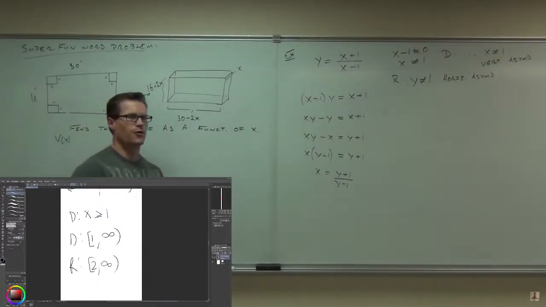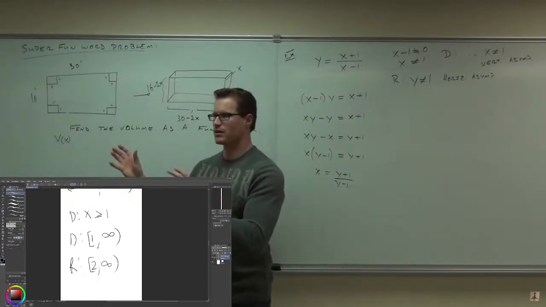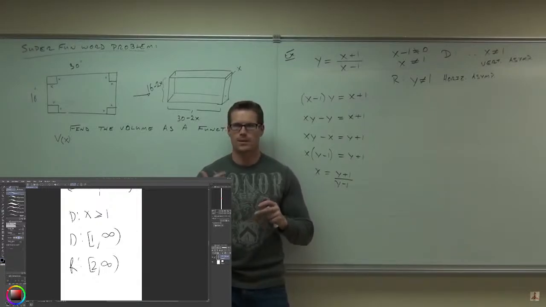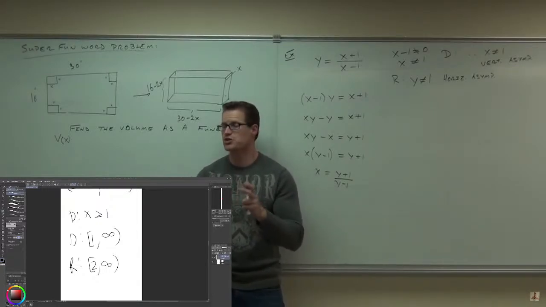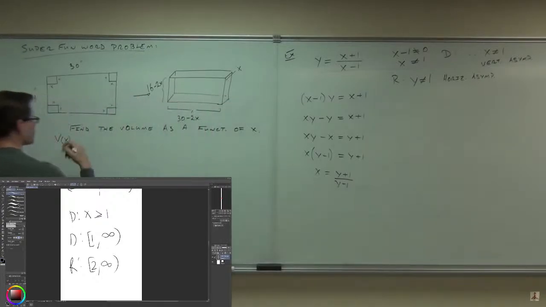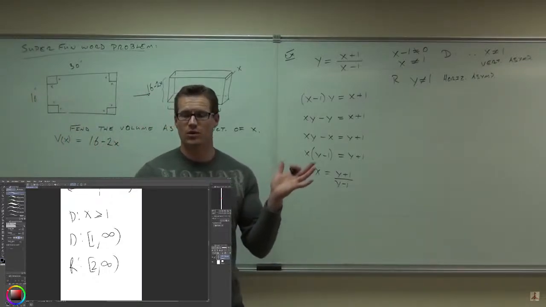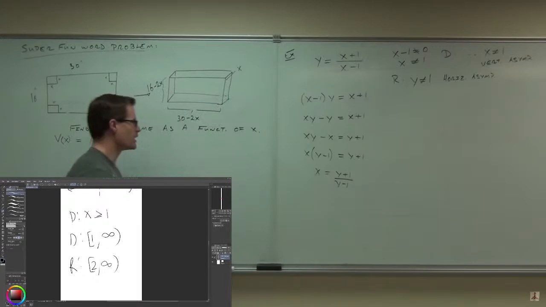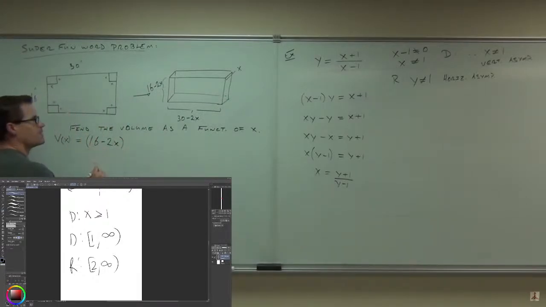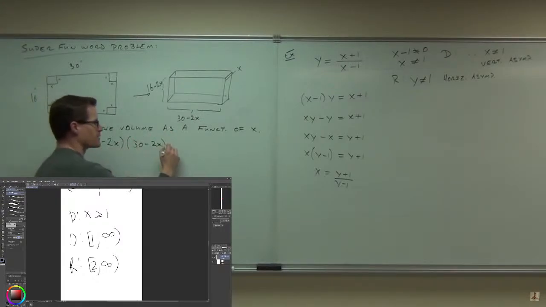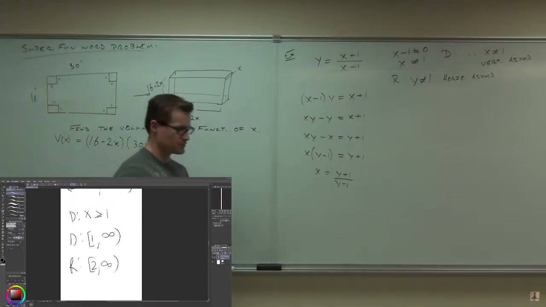How do you find the volume of a rectangular prism like this? Length times width times height. Makes sense. As long as we multiply those three dimensions, we'll have the volume. We know that one side is 16 minus 2x. The 2x again comes from the fact that we're cutting out a box from each side and folding it up. The length of this is 30 minus 2x, and the depth of this is x.